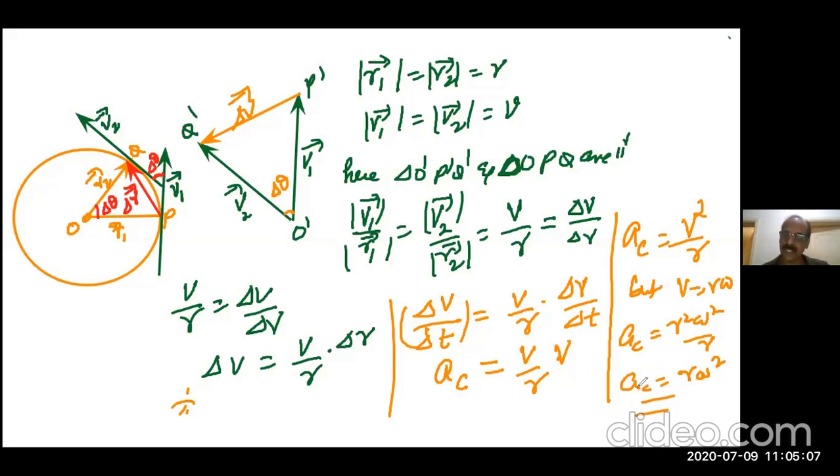The direction of this acceleration is towards the center along its radius. Therefore, this is centripetal acceleration. Last one sentence. Sir, can you repeat the last sentence? Here, the direction of acceleration is towards the center of the circle along its radius. This is called centripetal acceleration.